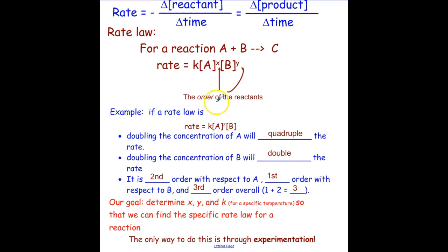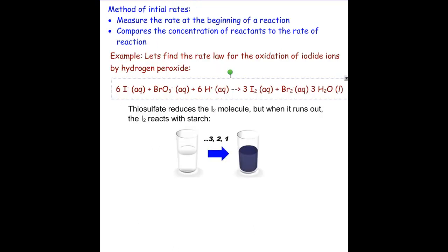And what we want to find are these exponents, x and y, and the temperature-specific K. The x and y are for the reaction. The K is for the reaction and the temperature. And the only way we can do that is an experiment or a series of experiments. And we're going to use a series of experiments called initial rates. So here's what it looks like. We want to measure the rate at the beginning of a reaction. And we're going to compare the concentration to the rate just at the fastest part at the beginning.